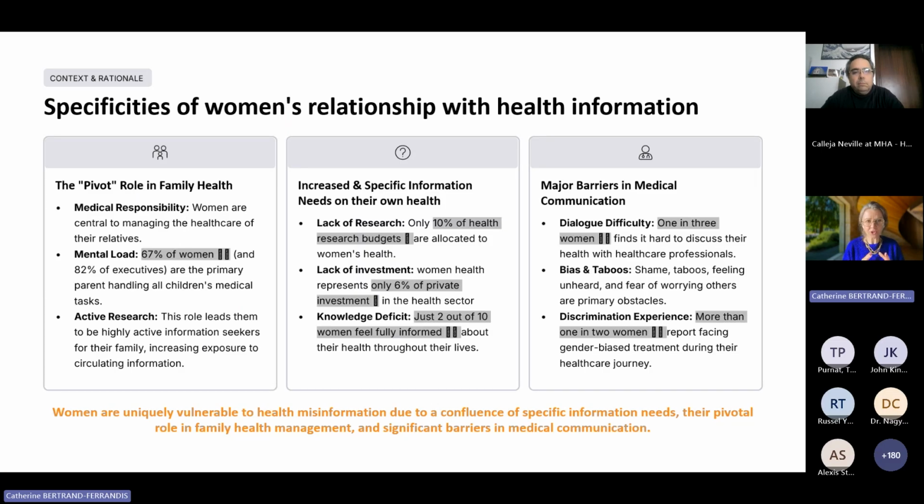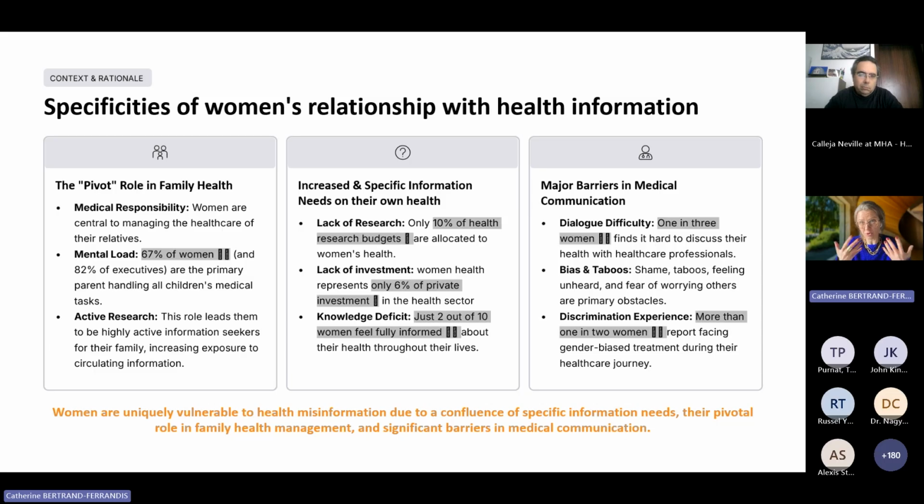So what are the specificities of women's relationship with health information? We found that first, women still have a very pivotal, very CEO kind of role for health at home. And this is a French number. Sorry, it's not showing the little planets and flags, but 67% of women are still the primary parents handling all children's medical tasks in France, and it's even higher, 82%, when you are talking about higher professional and social categories of the population. Also, we found that they are actively searching for health information for all the family. And they also have increased specific information needs for their own women's health.